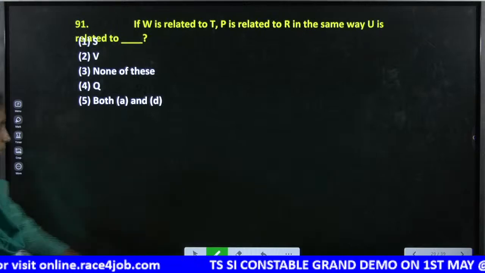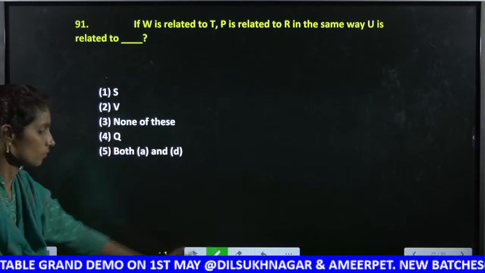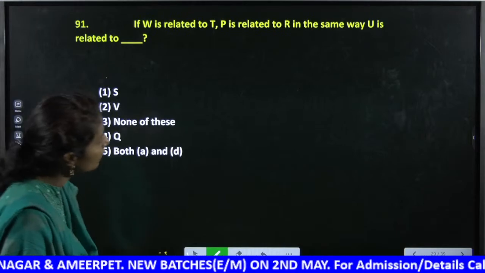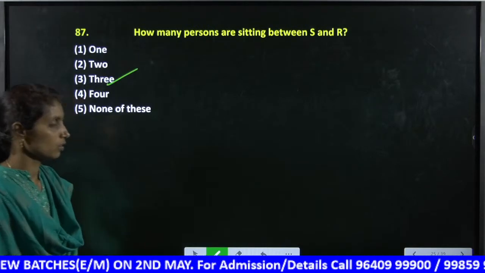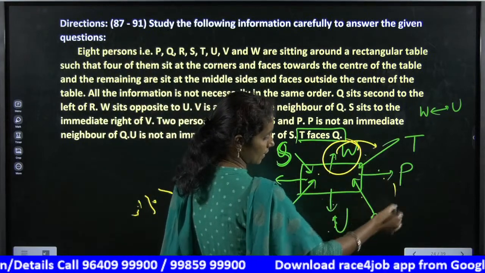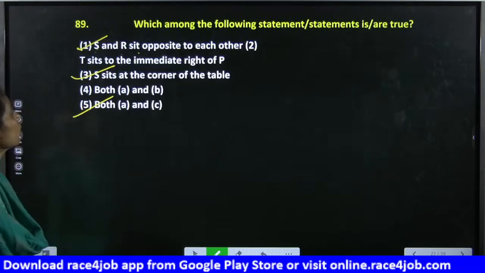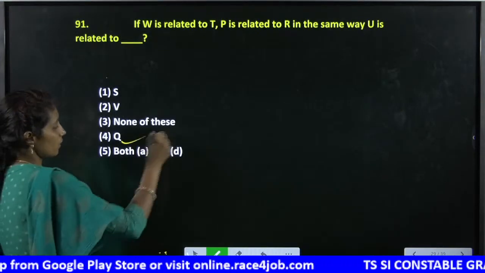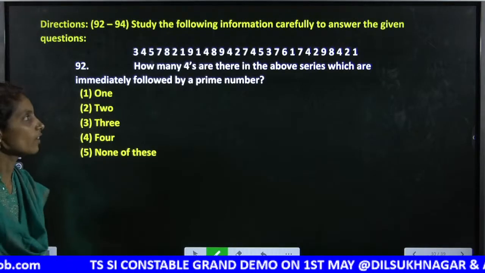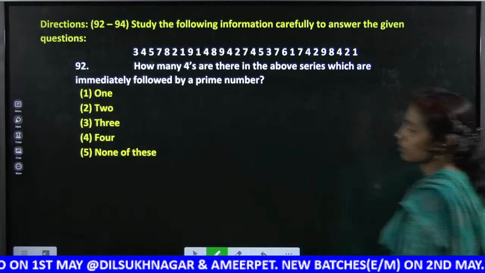Next. If W is related to T, P is related to R, in the same way U is related to? W's right side is T, P's right side is R, and Q's right side is Q. And here it is the fourth option. Right. And here we have a series. Try to solve.